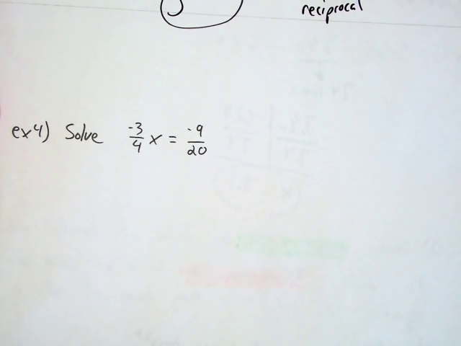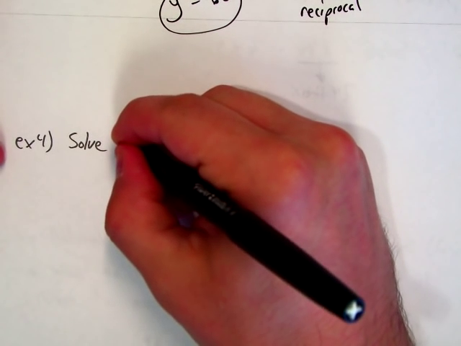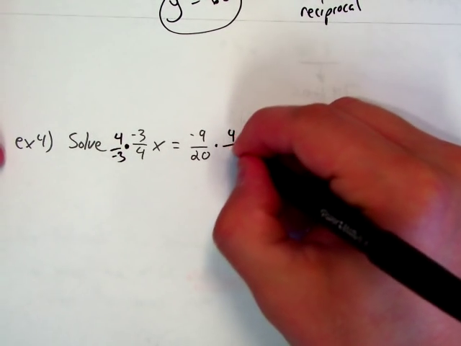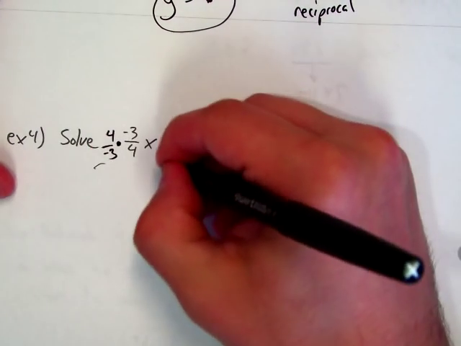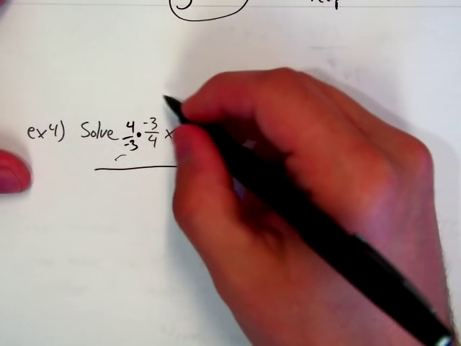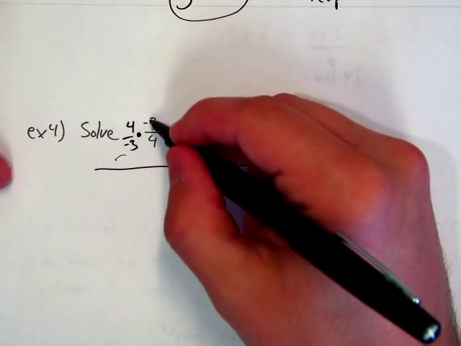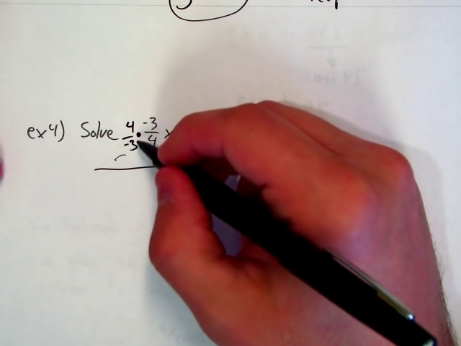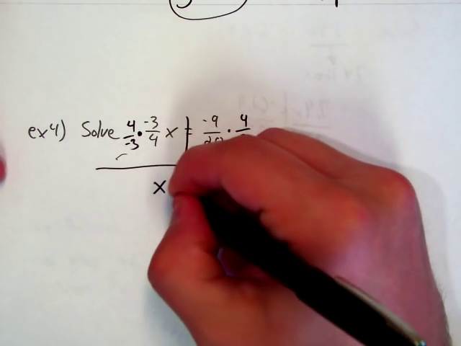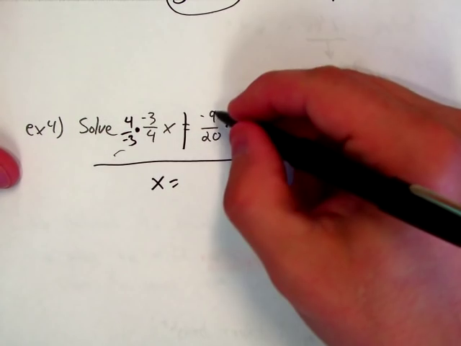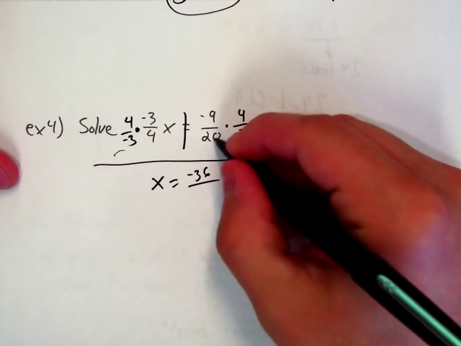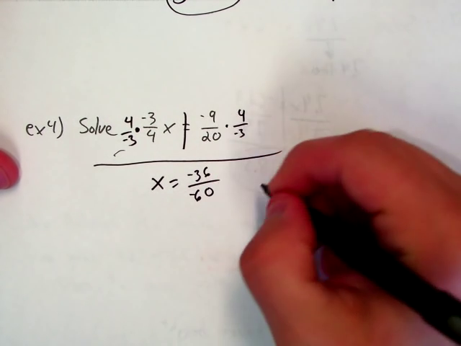Example 4, solve negative 3/4 x equals negative 9/20. Again, multiply by the reciprocal to both sides. This over here becomes 1. Remember, for negative 3/4, the reciprocal would be 4 over negative 3. This negative sign sticks with it. So I'm left with just x. On the right side, I have negative 9 times 4, which is negative 36, and 20 times negative 3 is negative 60.